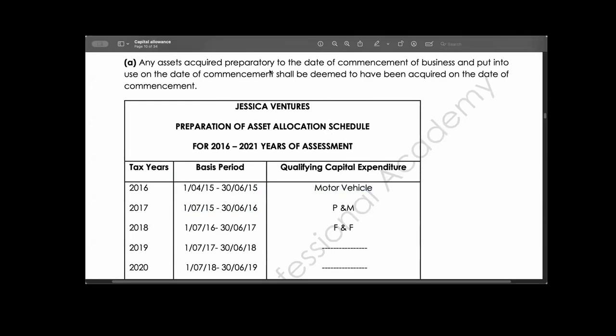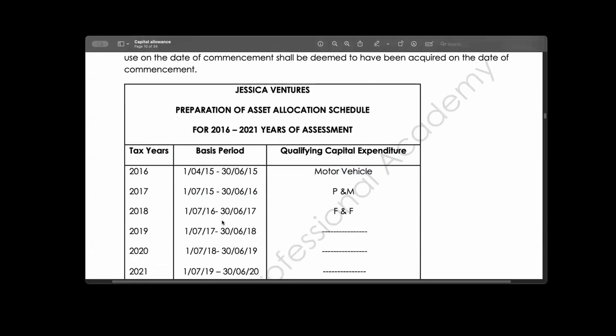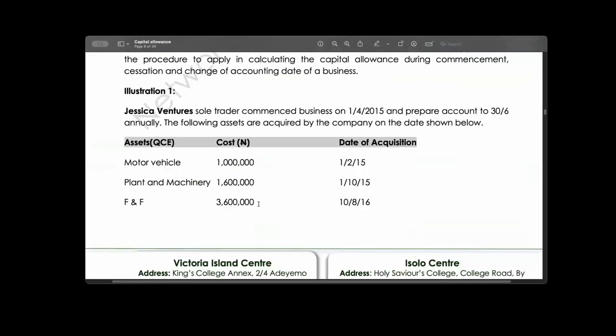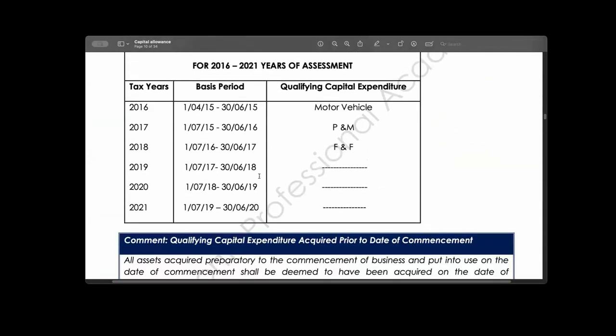Hold on. So the next one is the third tax year. In the third tax year, it is going to be a day immediately after the end of this second accounting year end to the end of the third accounting year end. Now let's look at the asset acquired again. An asset that was acquired 10/8/2016, where will it fall? It will fall within this period. 10/8/2016 is within this one. So that is how to allocate asset to the relevant year.